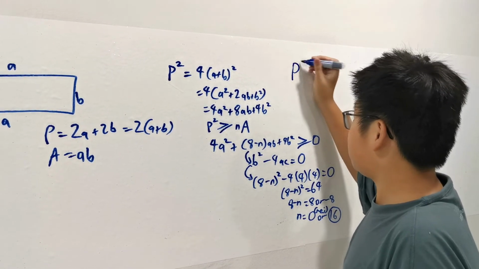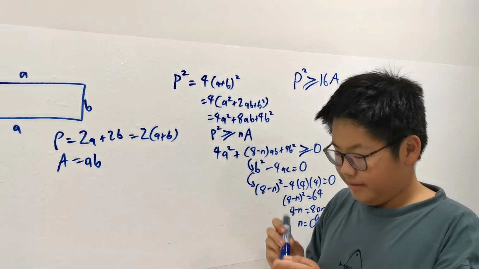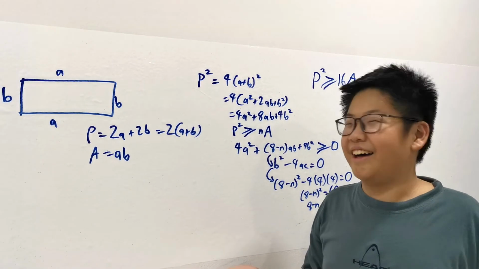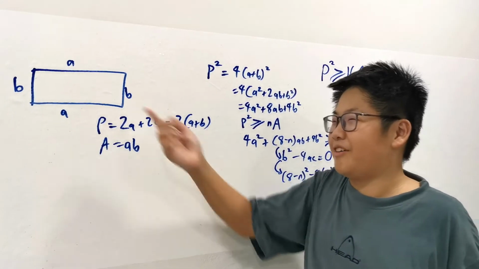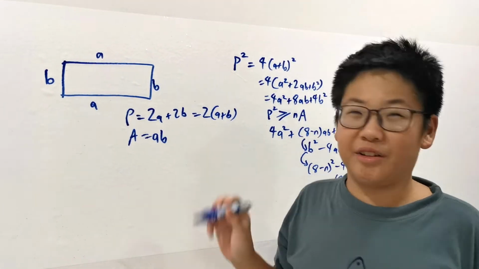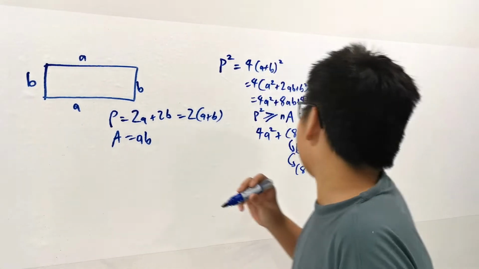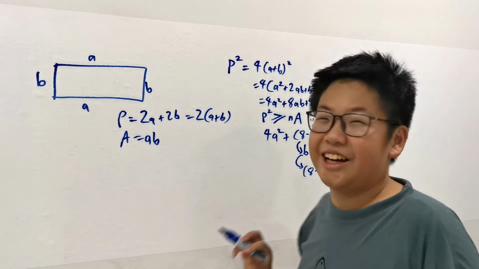Therefore, we can say that p squared is always guaranteed to be greater than or equal to 16 times the area. Yeah, a rather intriguing theorem about the humble rectangle. You know, the area and perimeter of a rectangle, the first things you learn in geometry class. Well, it turns out they have an intimate relationship with each other.